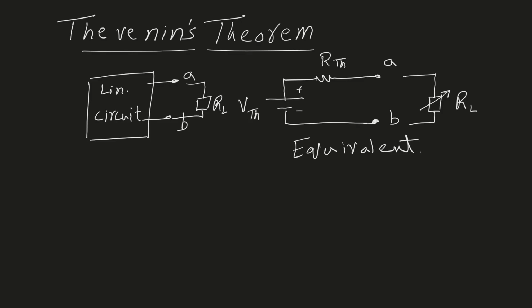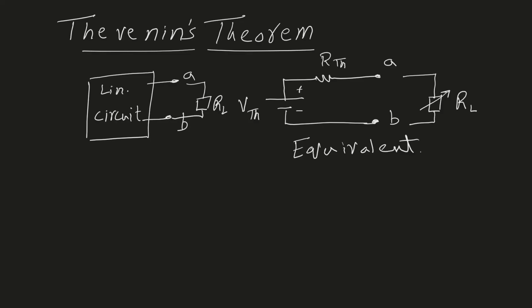Now this theorem can be applied only to linear circuits. Fortunately, the resistive circuits that we are studying so far, they are all linear. And by linear, we mean that if the input to our system is multiplied by a constant, the output increases by the same amount. And also, if two different inputs are applied to our system, the output can be obtained by applying a single input at a time and then adding the response of the two inputs.